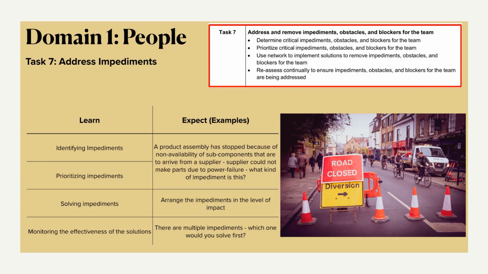We have to prioritize the critical impediments, obstacles, and blockers for the team. We have to use network to implement solutions to remove impediments, obstacles, and blockers for the team. And we have to reassess continually to ensure impediments, obstacles, and blockers for the team are being addressed. So that's about it. You can have a look at the example questions, and then we can move on to the next topic as you're done.